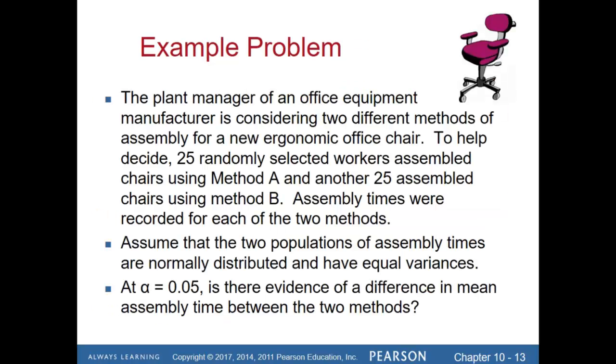Now let's take a look at an example problem, and we'll see about how we can set up our hypotheses, how we can apply those formulas to do computations, and how we can work this all through.